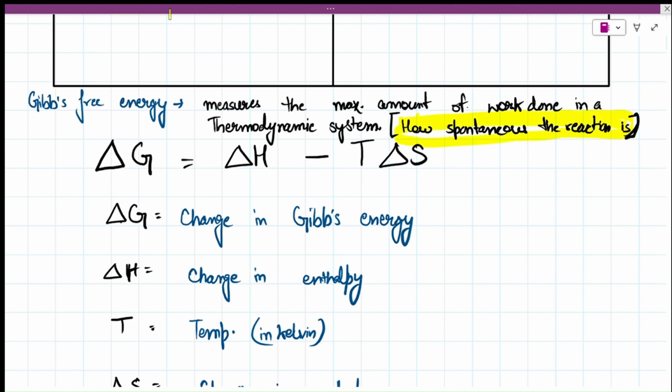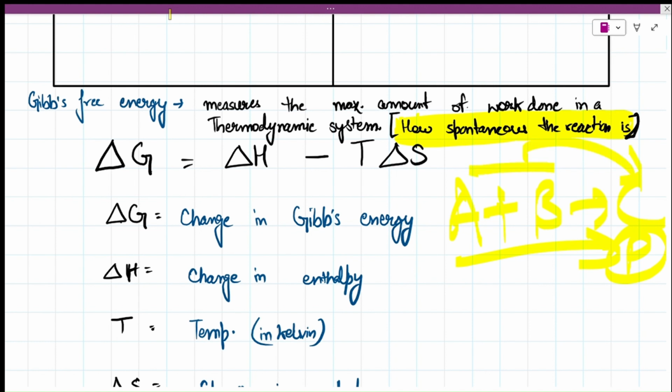Now, spontaneity means whether the reaction is possible or not. Like A plus B, will they form the product C or not? This is what spontaneity shows us. If it is a spontaneous reaction, then yes, they can form C. But if it is non-spontaneous, then A and B will not mix by themselves, and they will not form C unless we give them energy.